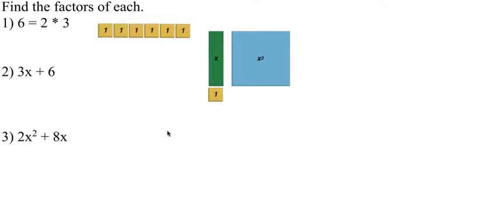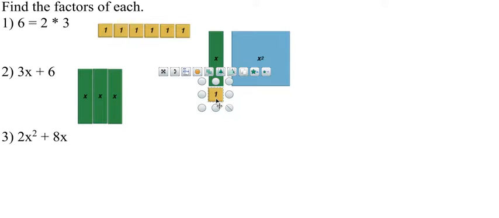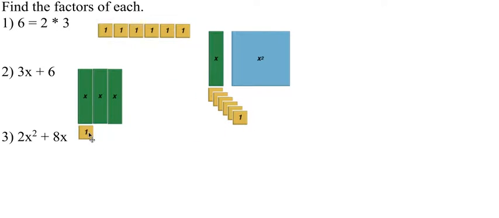So in number 2, I need 3 x's, so I need 3 of these. 1, 2, 3. And then 6 units. 1, 2, 3, 4, 5, 6. And we'll put these together. Again, our goal here is to make a square. Or excuse me, not a square, but a rectangle. And so I'm putting these together in a rectangular shape.